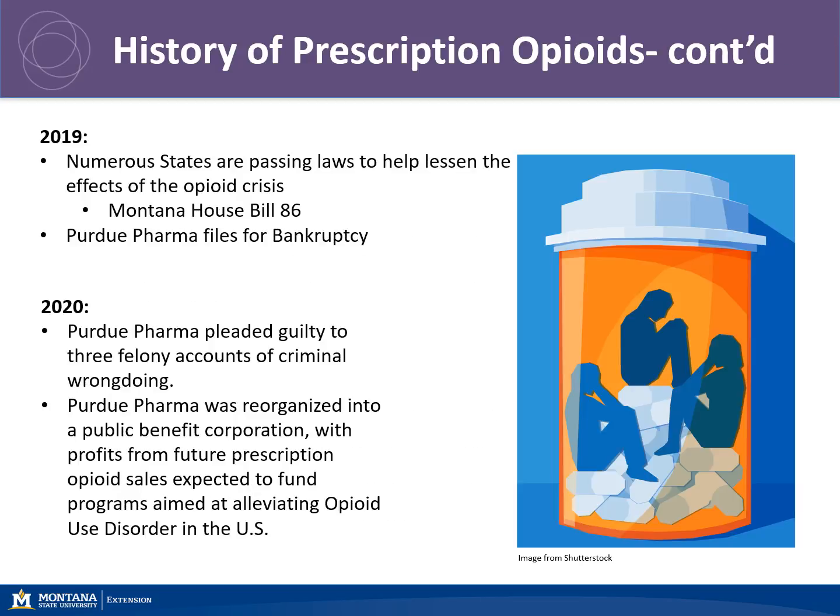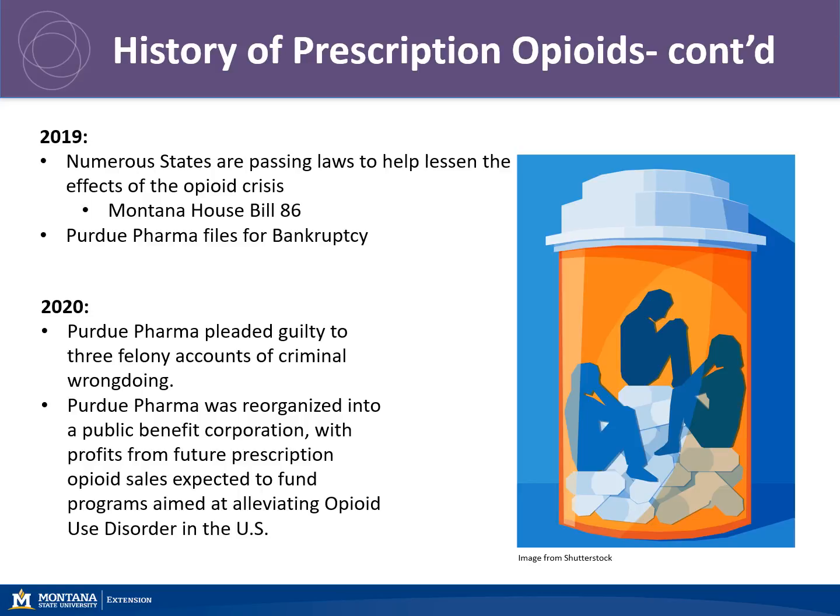Given the severity of this public health issue, in 2019, numerous states began passing laws to help lessen the opioid crisis. For example, the Montana legislature recently passed House Bill 86, which limits first-time prescriptions to no more than 7 days. Additionally, it combats the doctor shopping that feeds addiction by requiring physicians to utilize Montana's prescription drug registry.